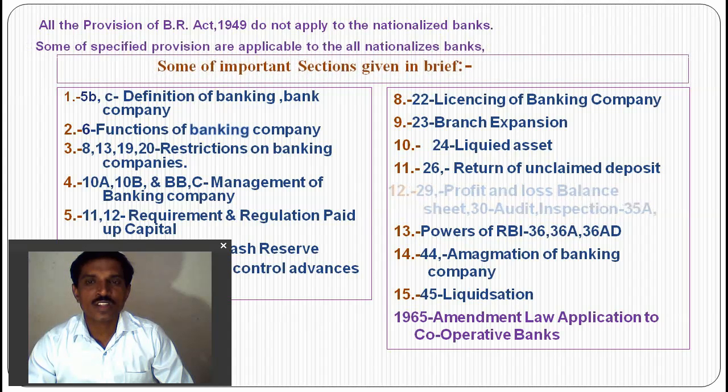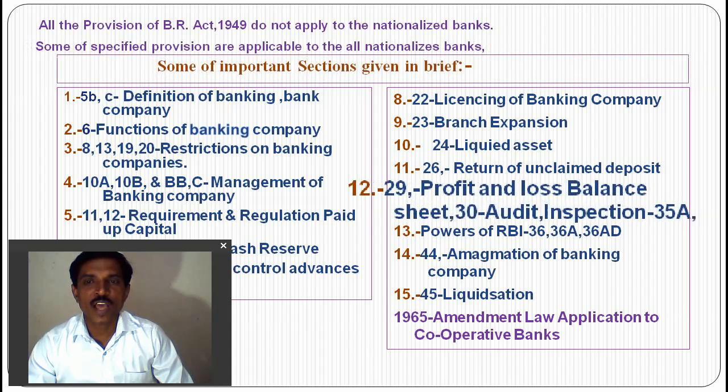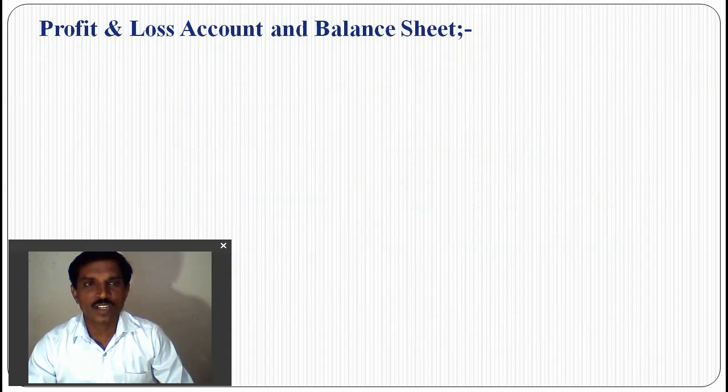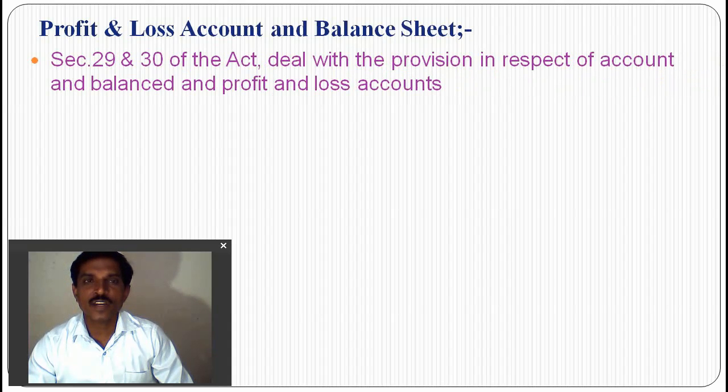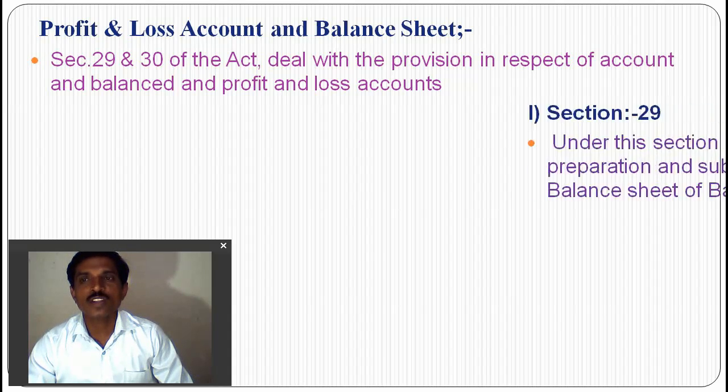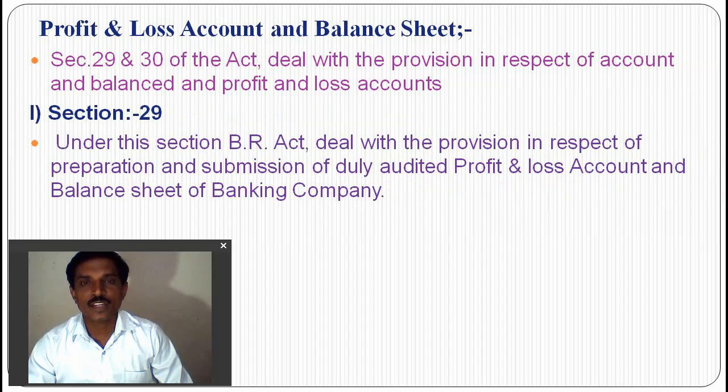So we discuss here the profit and loss account, balance sheet and audit, section 30. So, profit and loss account and balance sheet. Sections 29 and 30 of the Act deal with the provisions in respect of the accounts, the balance sheet and the profit and loss account. So under these sections, the BR Act 1949 deals with the provisions in respect of the preparation and submission of duly audited profit and loss account and balance sheet of a banking company.